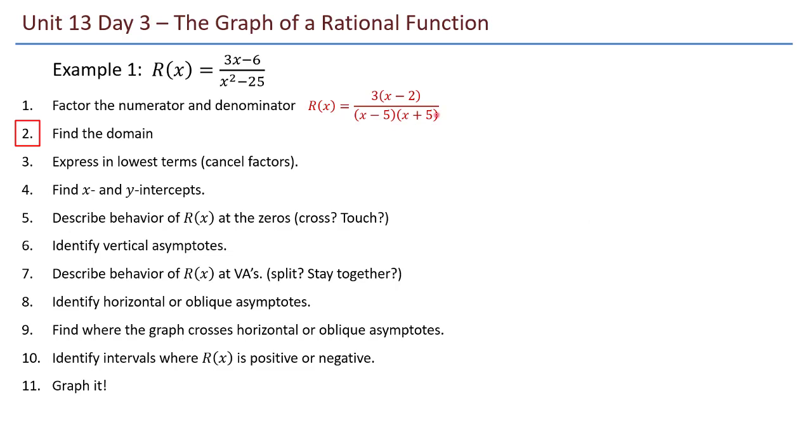So the domain is anything except where the denominator is 0. Well, it looks like the denominator becomes 0 at 5 and negative 5. So the domain is going to be the set of all x such that x does not equal 5, and I'll just put a comma, negative 5. So x is not 5 or negative 5. That's how we might write that.